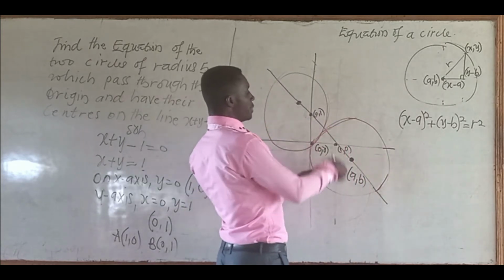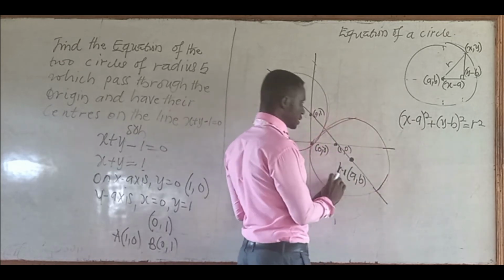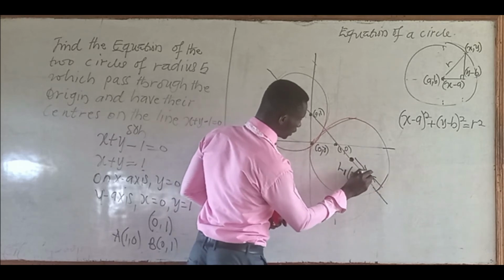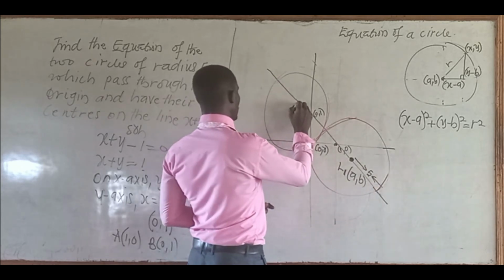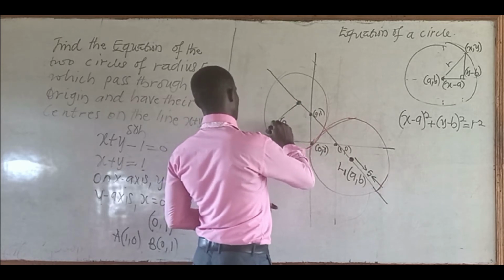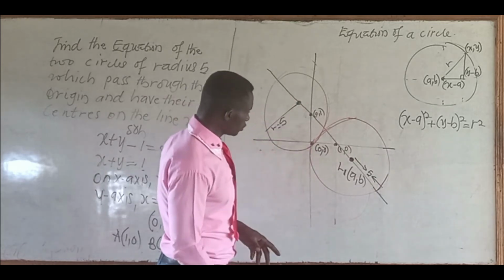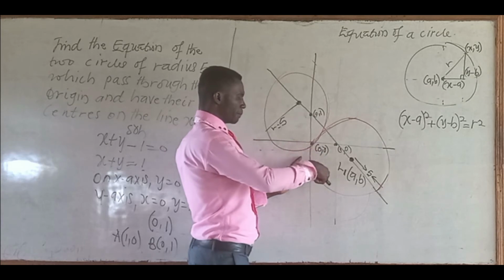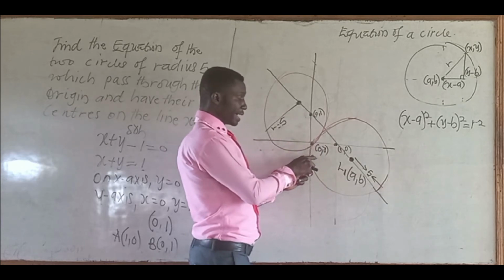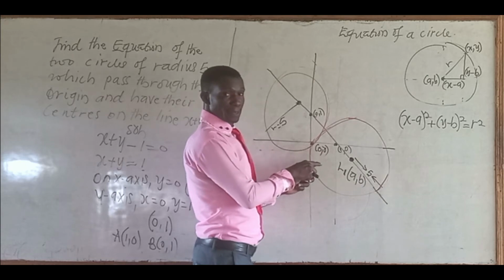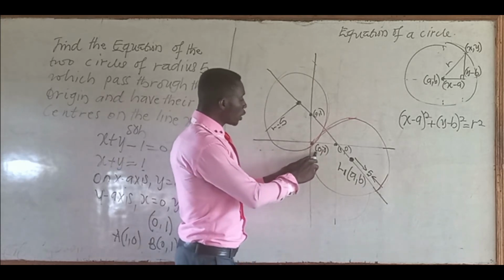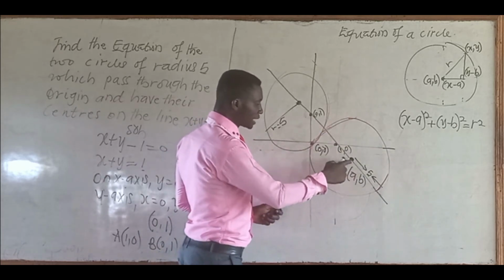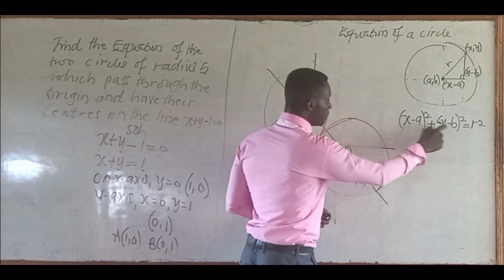So in this case, relating this general equation of a circle to this one, we are told that the distance from this point to this side is 5, and from this side to any part of the circle is 5. That's r. Now what we are told is that the circles, each of them, pass through the origin. So the origin implies that (0, 0) lies on the circle. So this is our circle, and our center is (a, b).